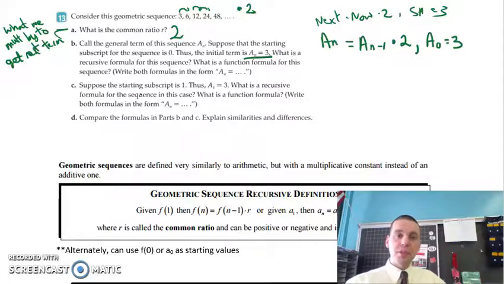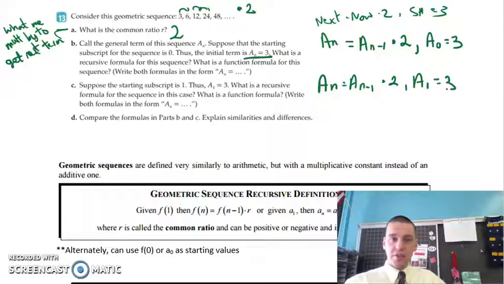Now what happens if the subscript is 1? We still have a sub n equals a sub n minus 1 multiplied by 2. In this case, now we go a1 equals 3. Now let's go back and actually find our actual function formula.